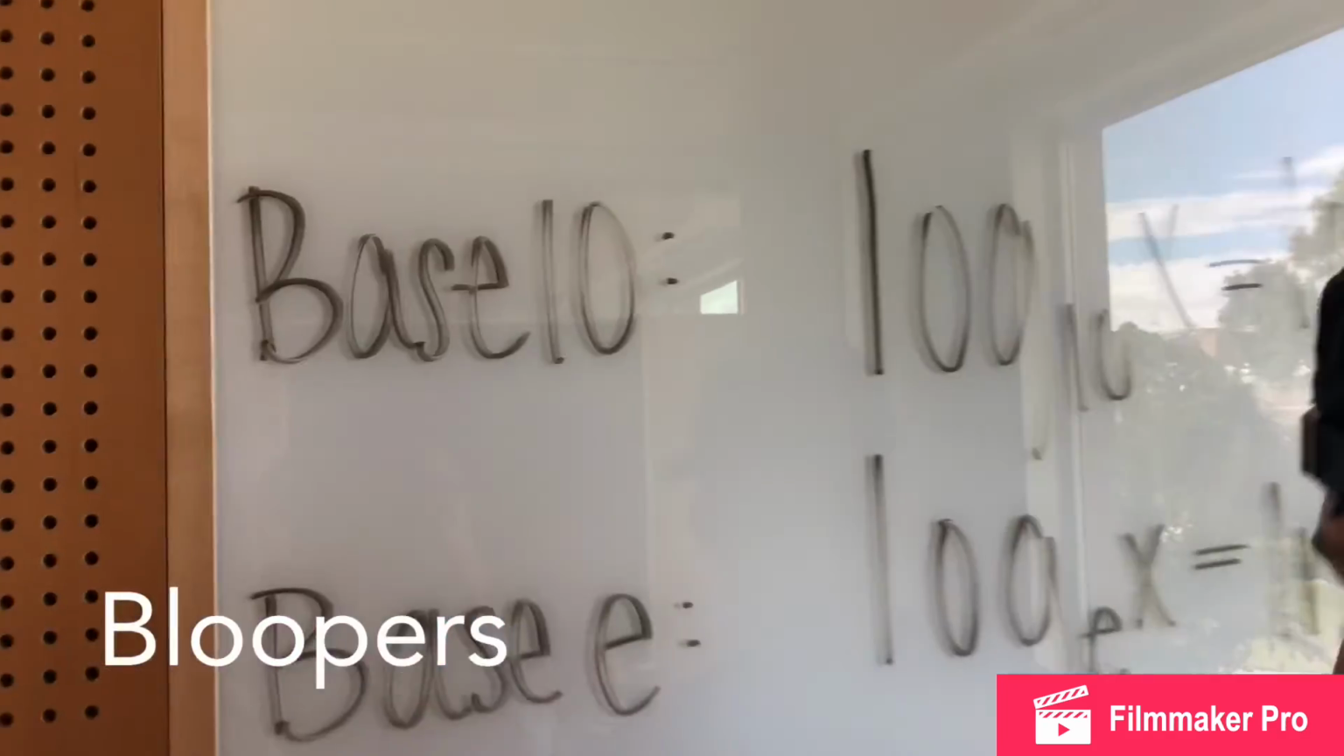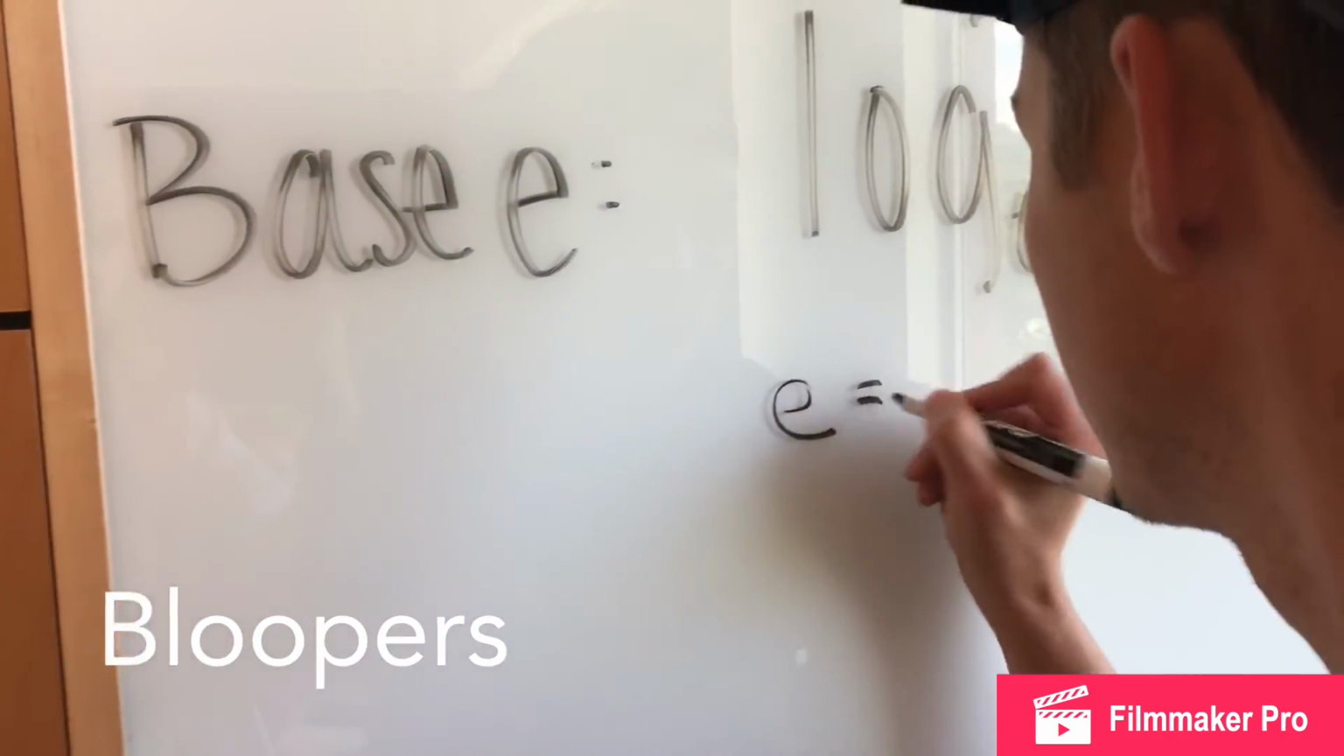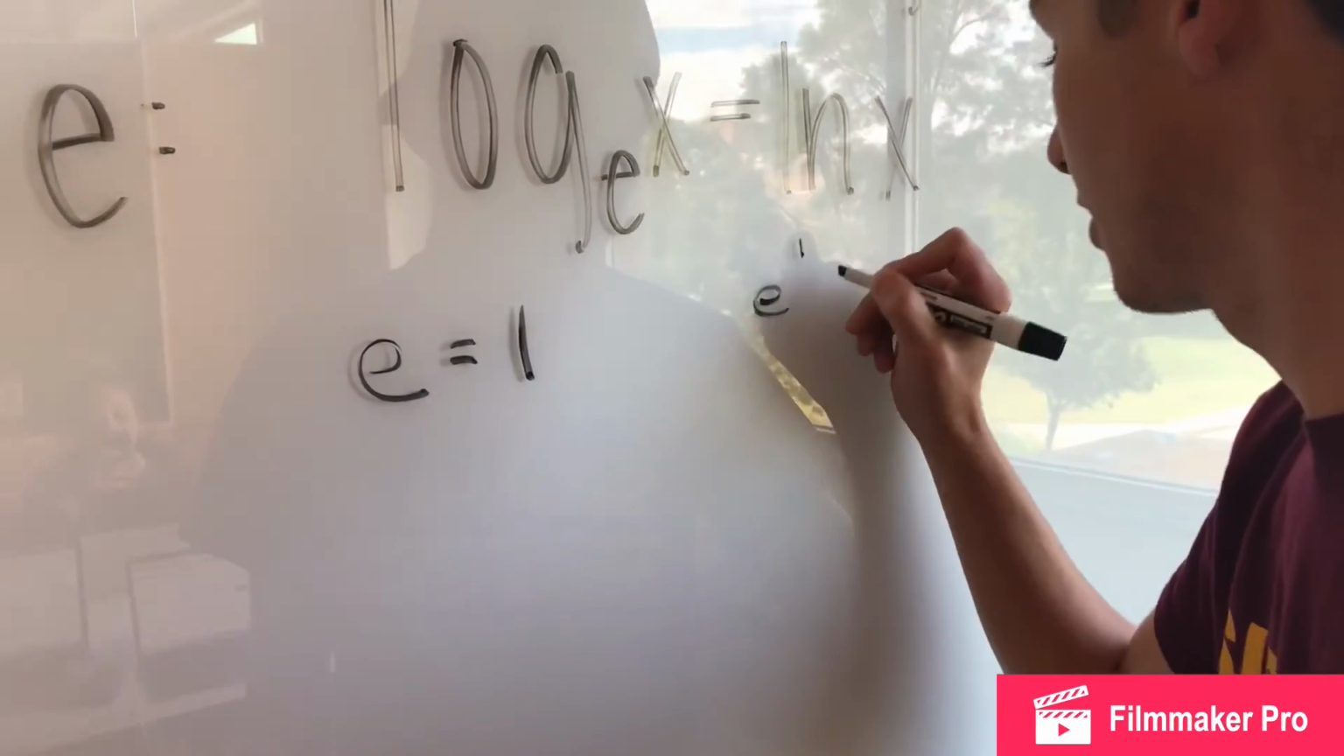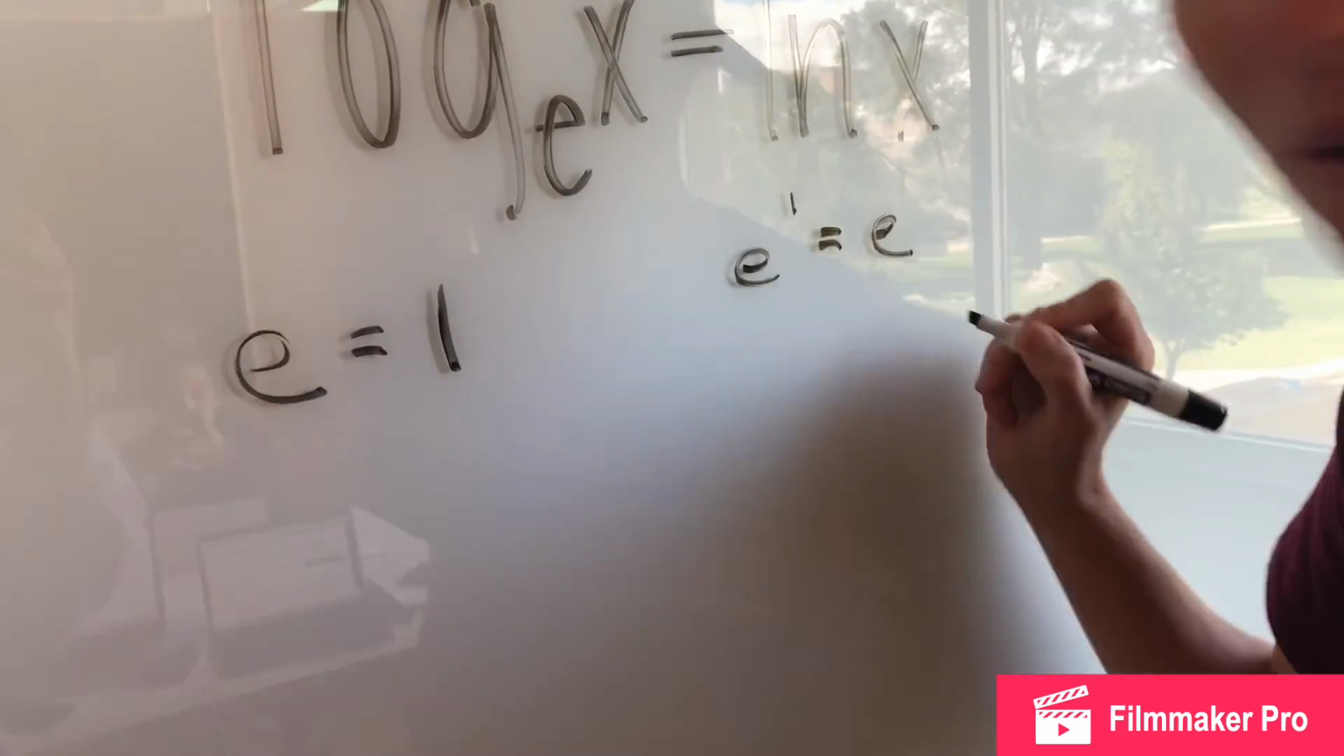It's okay, time out. e equals 1. Then you can write it as e to the 1 equals e.